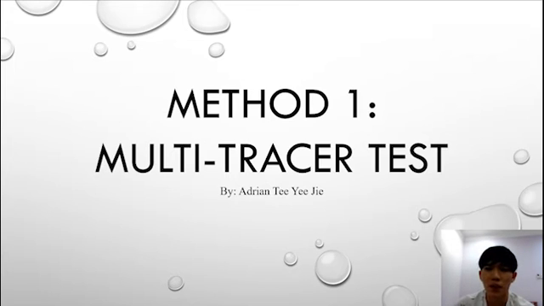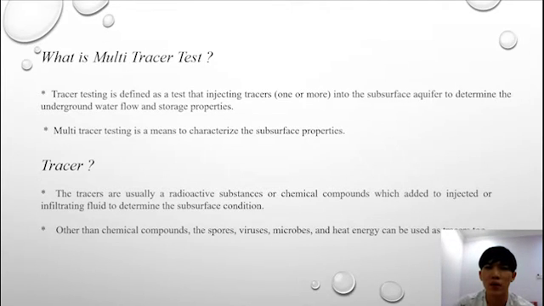I'd like to present about method one, which is the multi-tracer test. So what is a multi-tracer test? Tracer testing is defined as a test that injects tracers into the subsurface aquifers to determine the underground water flow and storage properties. So what are tracers?